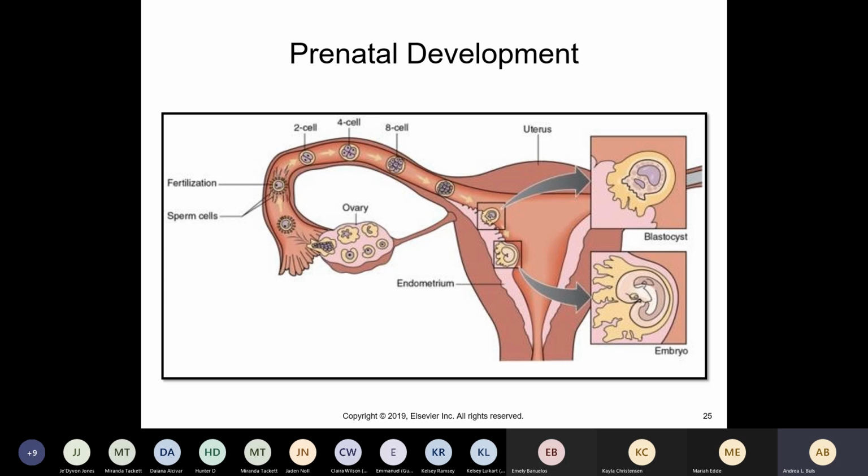So sperm cells meet up with the egg, and then you can see that that 1 cell now becomes 2 cells, becomes 4 cells, 8 cells, and so on. When it gets down into the uterus is when it's starting to implant into the wall of the uterus, and that's when we call it a blastocyst, and then an embryo, as you can see by these images.